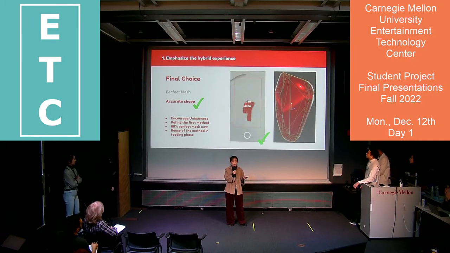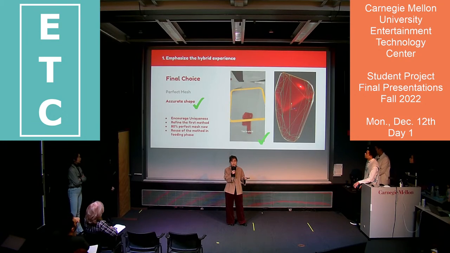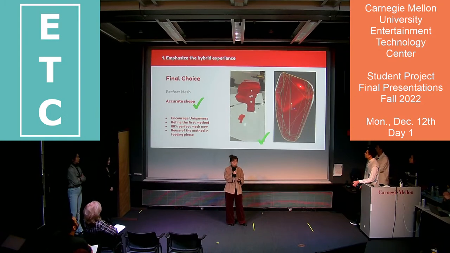And we refined our first method. Now 80% of meshes look very similar to the physical Jello, and this method is also easily reused in the feeding phase to generate the Jello food.